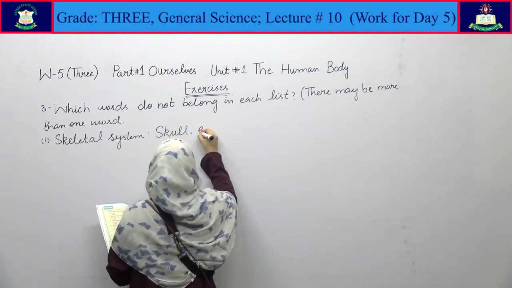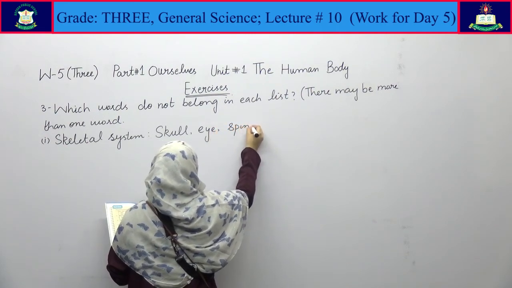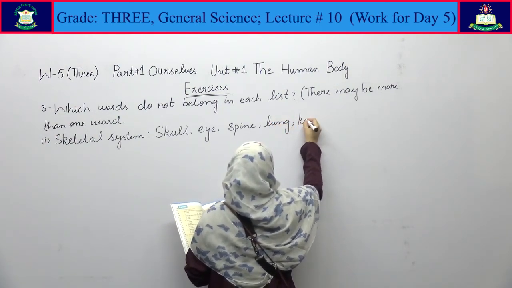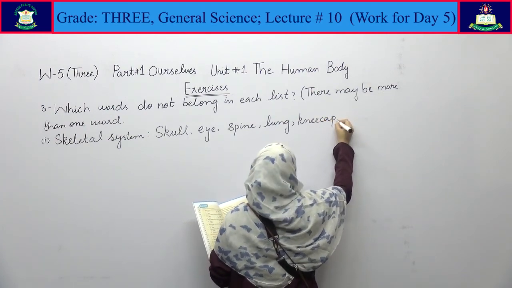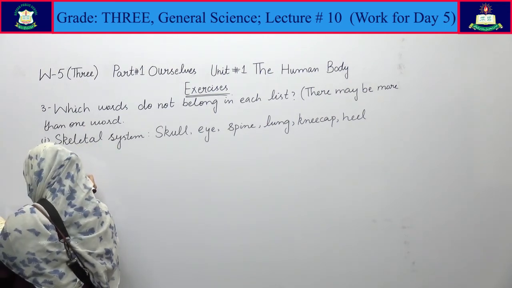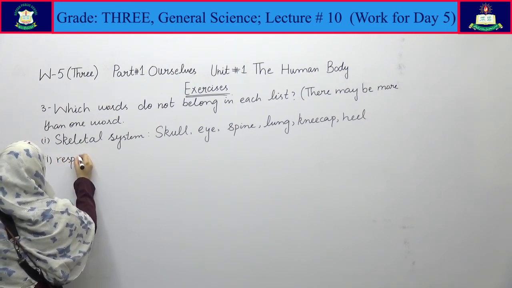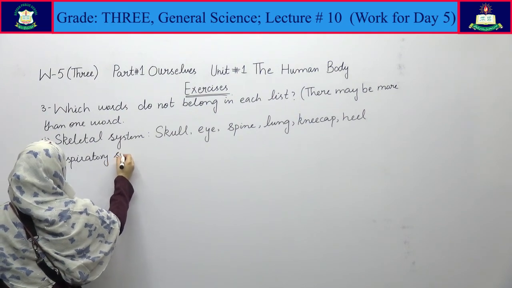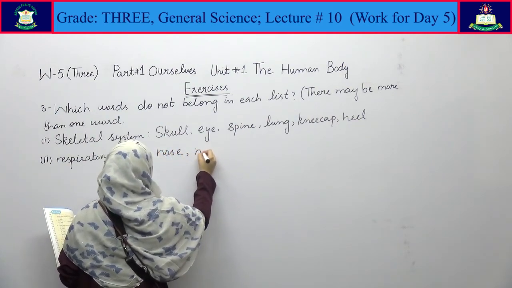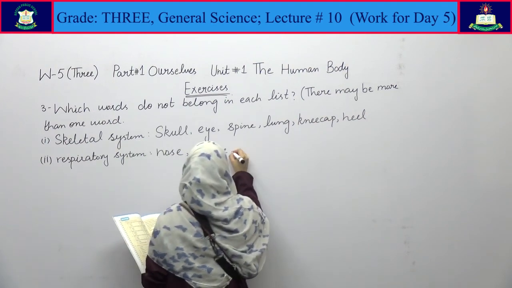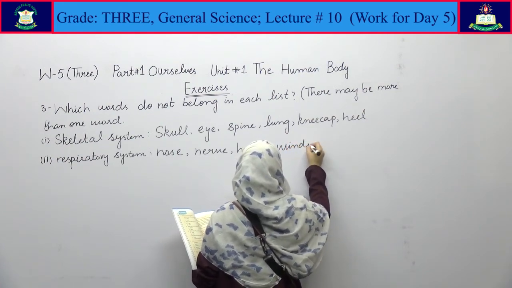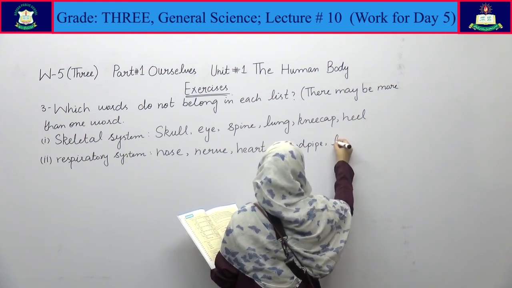Skull, eye, spine, lung, kneecap, heel. Respiratory system. Nose, nerve, heart, windpipe, and lung.